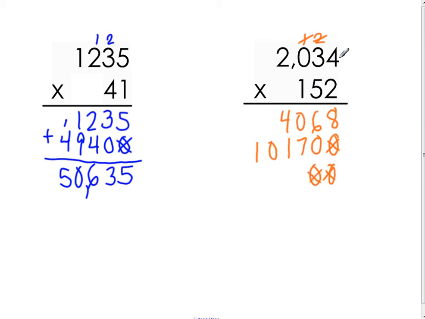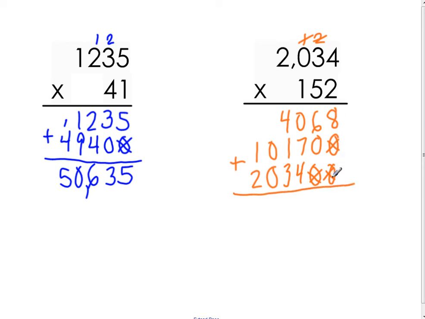Now 1 times 4 is 4. Lining up our numbers. 1 times 3 is 3. 1 times 0 is 0. And 1 times 2 is 2. And we're going to add up all of our places.